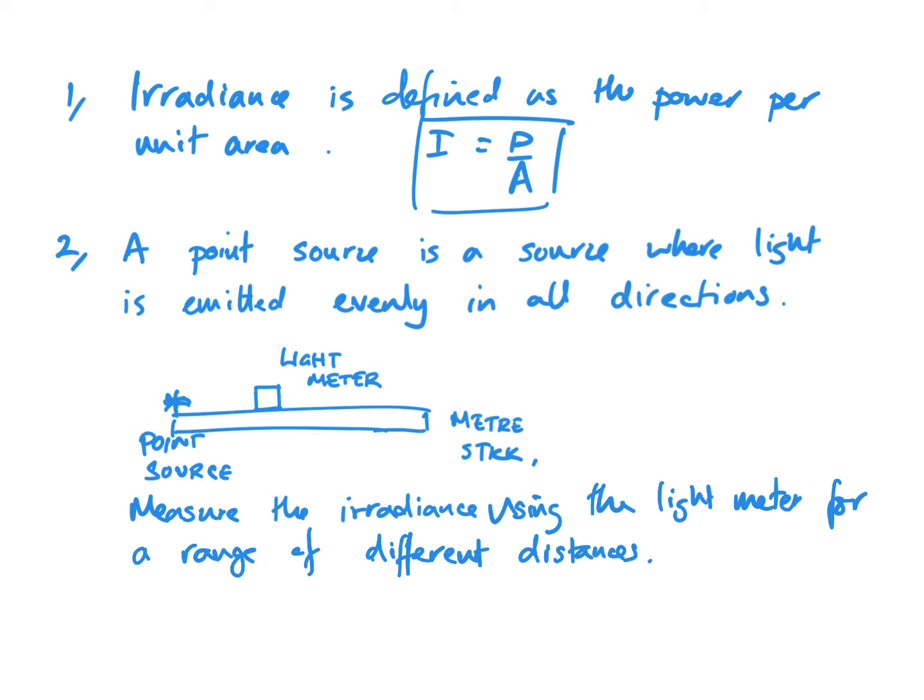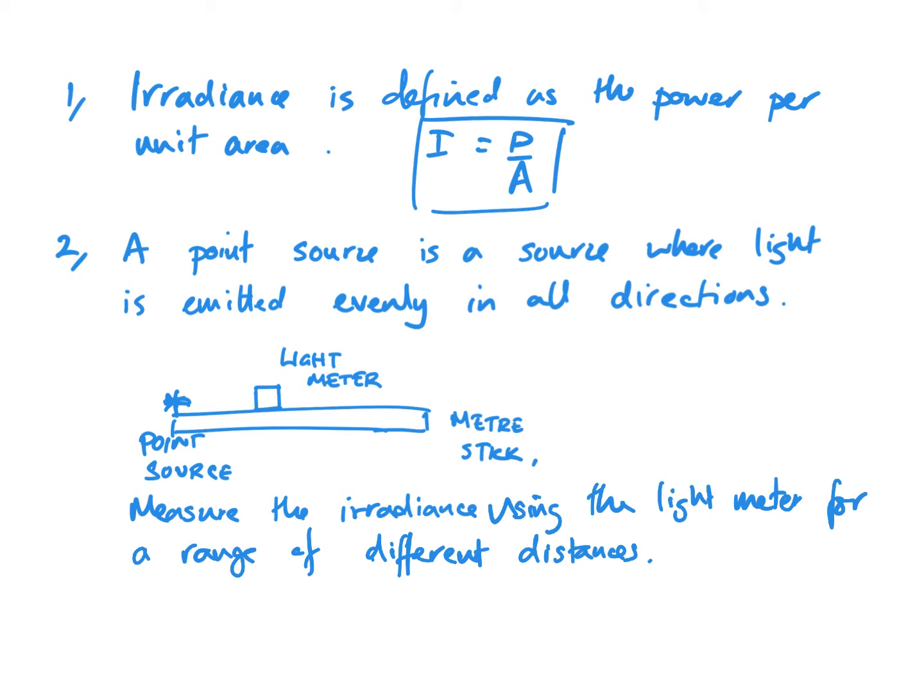Now, in theory, for a point source, because the light spreads out evenly in all directions, the area will be a sphere, and the surface area of a sphere goes with the radius squared. So the area on the bottom line of the I equals P over A will be proportional to the distance squared, because that will define a sphere where all the energy is spread over.